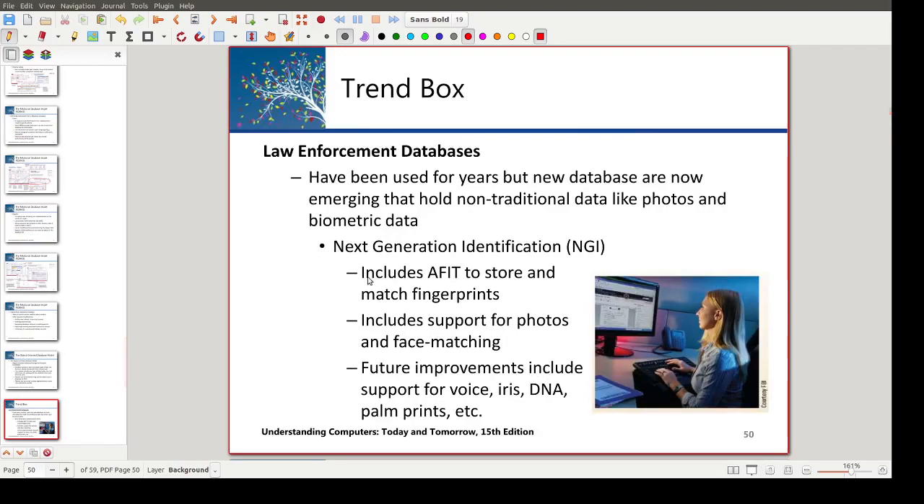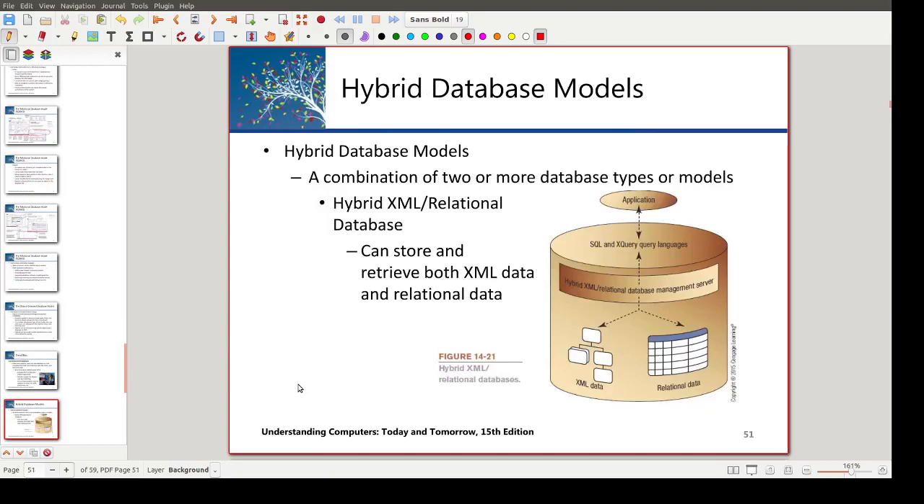For example, in these law enforcement databases, you have many non-traditional data, such as photos and biometric data. And further improvement includes support for voice, iris, DNA, and palm prints, and so on.